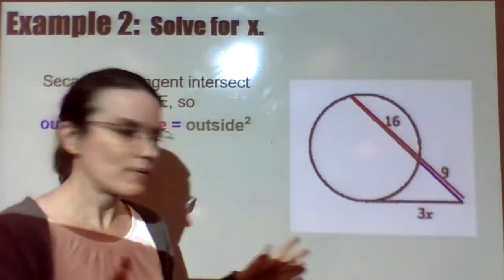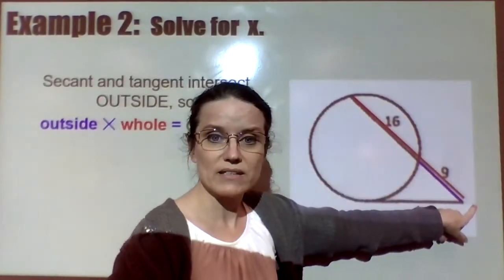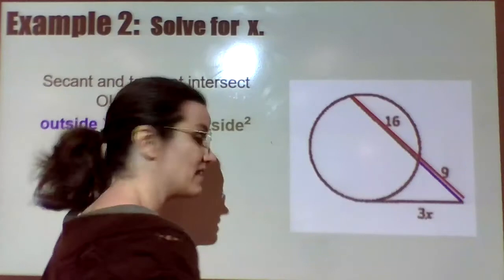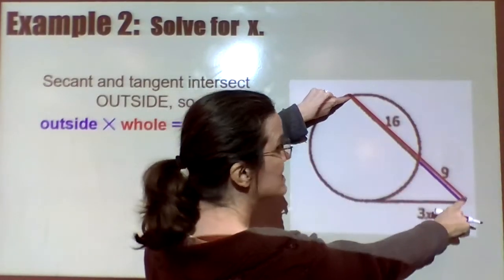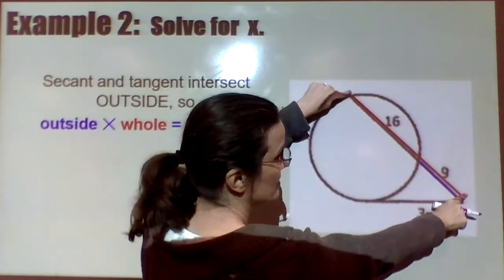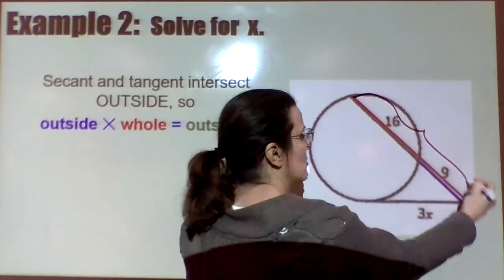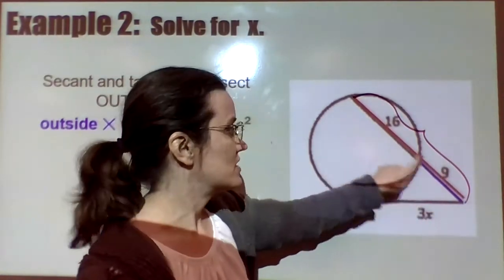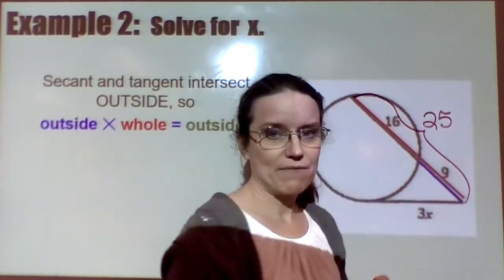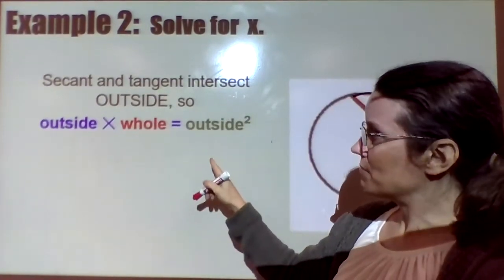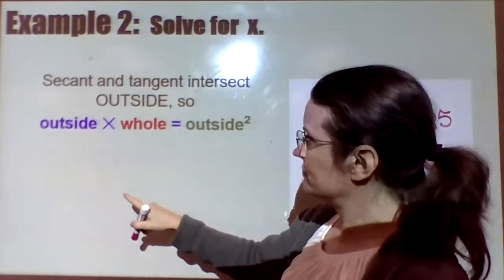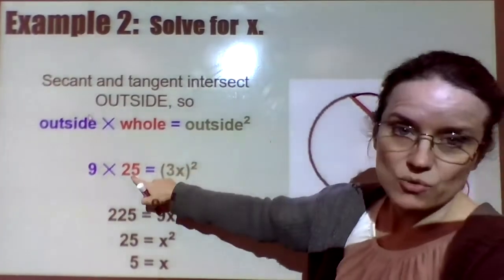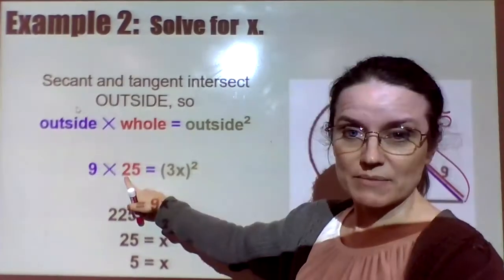But wait a minute. Record scratch, I don't know how long this whole thing is. You're immediately going to want to say 16. But it's not 16, okay? 16 is just this much. But I need the whole segment from the vertex to the other side of the circle. And so I'm going to have to figure out how much that is. Well, to get that, I'm going to add these two pieces. So 16 plus 9 will equal 25. And so when I'm ready to do my problem here, my outside is 9. My whole thing is 25. So outside times whole is going to be 9 times 25.